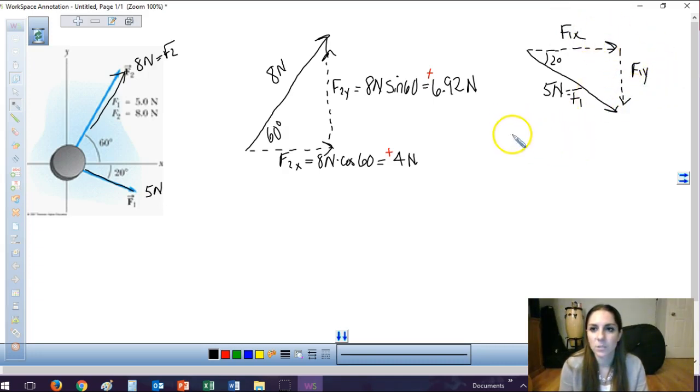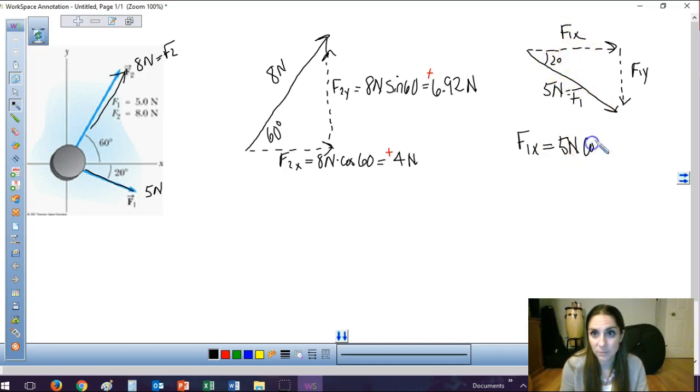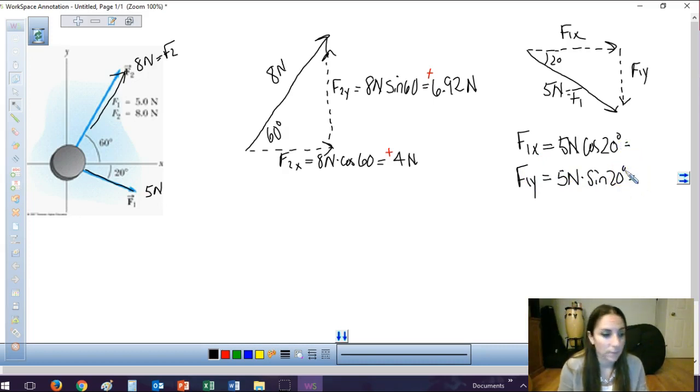And just because I'm running out of room, I'll just write them down here. F1x, there we go, is going to be 5 newtons, since it's next to, times cosine 20 degrees. And this will be a y, so 5 newtons sine 20 degrees. Go ahead and solve those out.